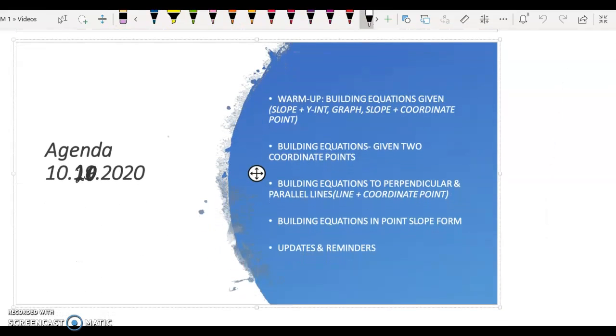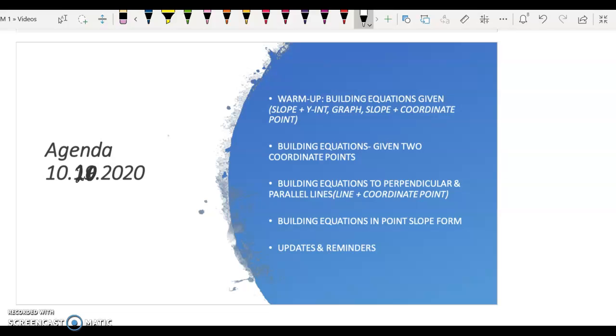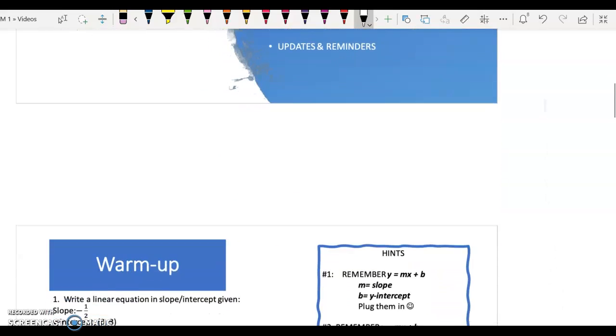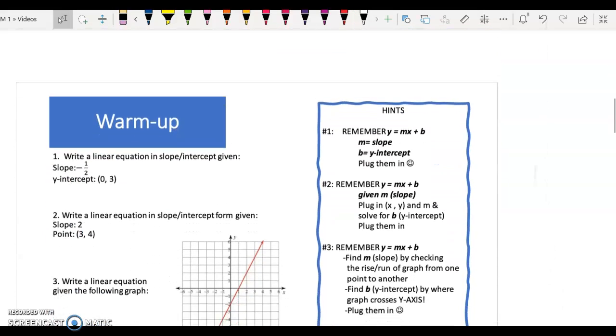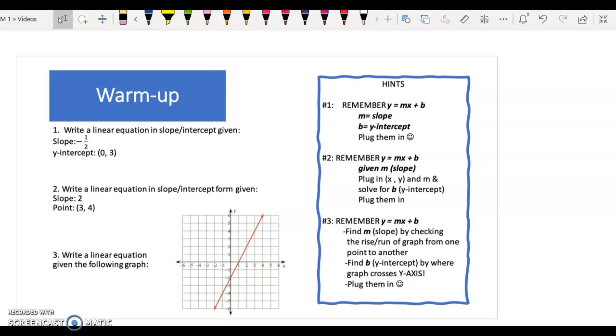We are going to work on the warm-up and then talk about building equations when you are given 2 coordinate points and building equations when you're given a parallel and a perpendicular line. And then last but not least, talking about point-slope form of linear equations. So here is our warm-up, and what I'm going to ask you to do is pause the video and do the warm-up yourself, and when you get done you can restart the video.